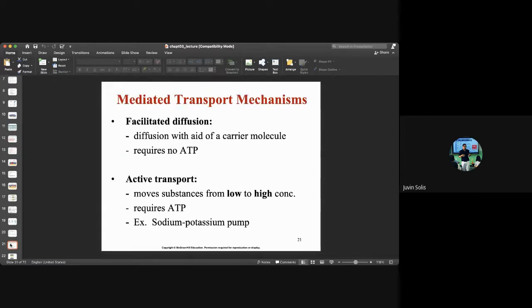Okay, how about this one? Your mediated transport mechanism. Narinig nyo na ba itong term na ito? Mediated transport mechanism. Hindi pa po. Okay. Now, what is with this one? What is your mediated transport? This one is diffusion with the aid of a carrier molecule. That is the facilitated diffusion. It means that we don't need energy for this one. It requires no ATP. Are you familiar with ATP?